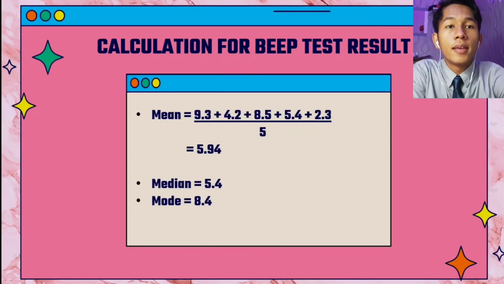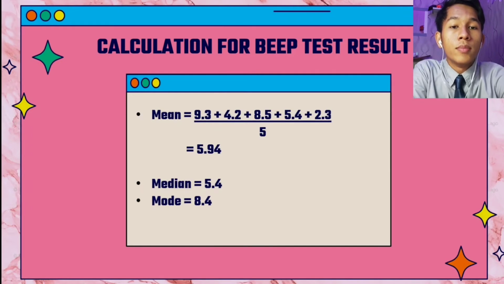For the next slide, it is the calculation for the beep test result. After analyzing the best result for participants, we have to calculate the mean, median, and mode. The first one is the mean. To calculate the mean, take the total of the raw scores from all participants, then divide by the number of participants. After the calculation, the result for the mean is 5.94.